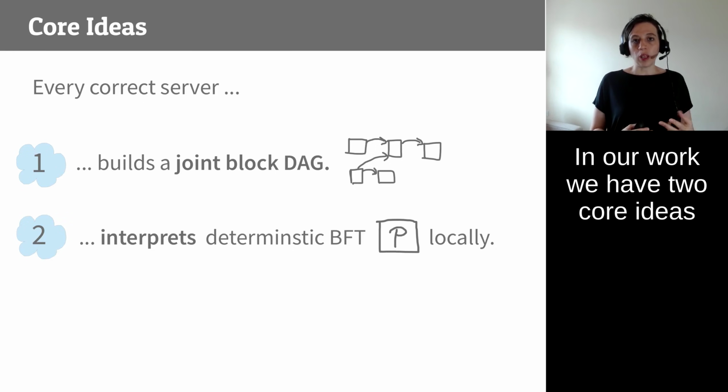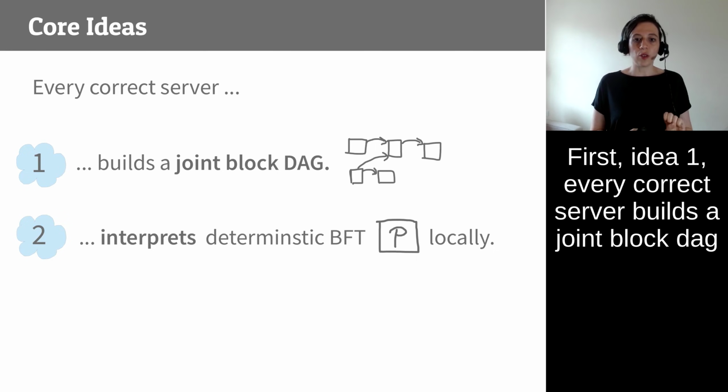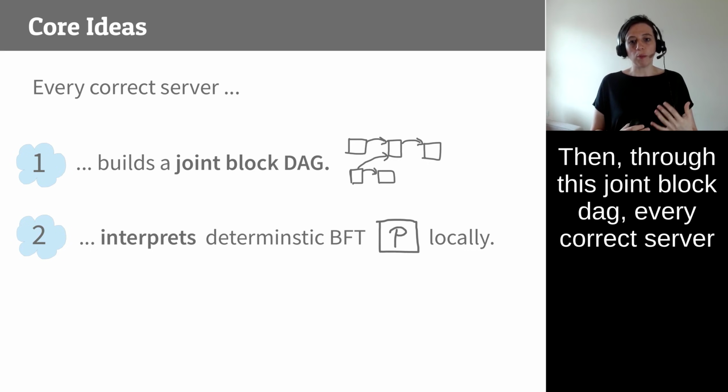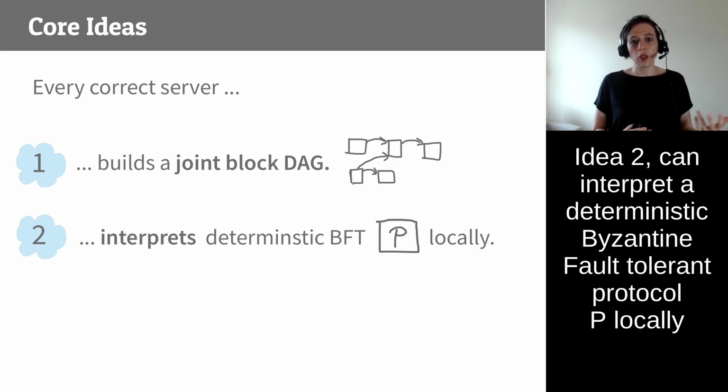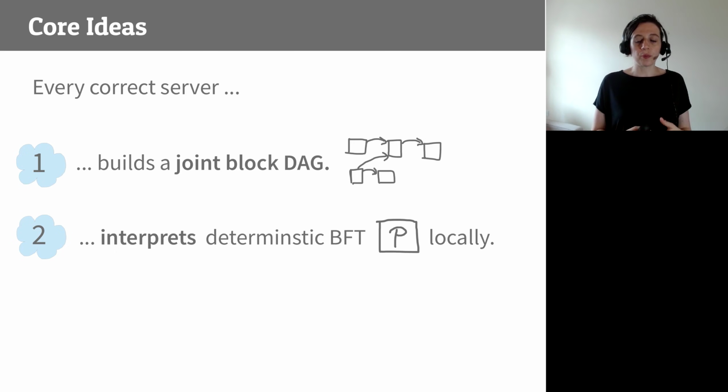In our work, we have two core ideas. So, first, idea 1: every correct server builds a joint block DAG. Then, through this joint block DAG, every correct server, idea 2, can interpret a deterministic fault-tolerant protocol P locally. We go through these two ideas now.